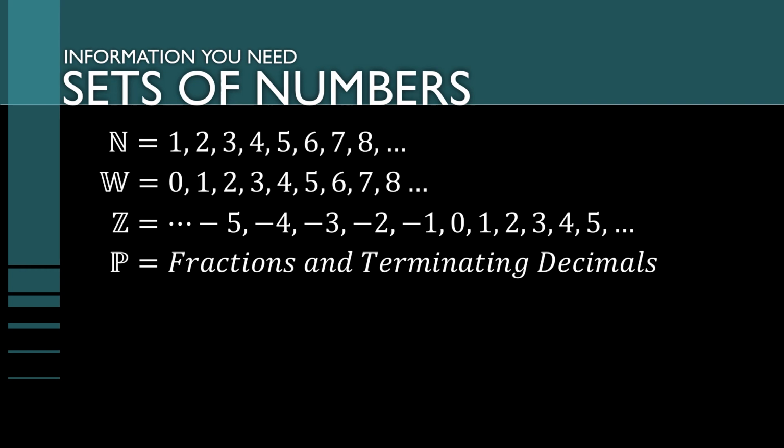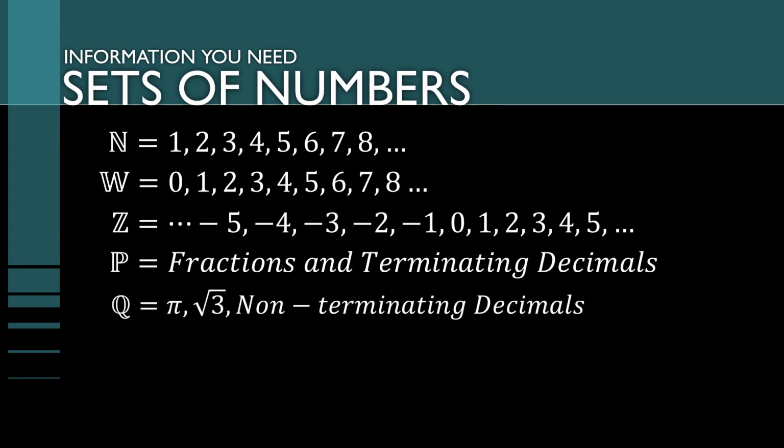It stops at 5. Whereas if I said 1/3, we get 0.3333 repeating. That's not a terminating decimal. That's a repeating decimal. So that's not going to be included with our set of rationals. That's actually going to be included in our next set, which is the irrationals, and that is symbolized by a Q. So the irrationals include pi, the square root of 3, and then all non-terminating decimals, like I said, with 0.3333 repeating.